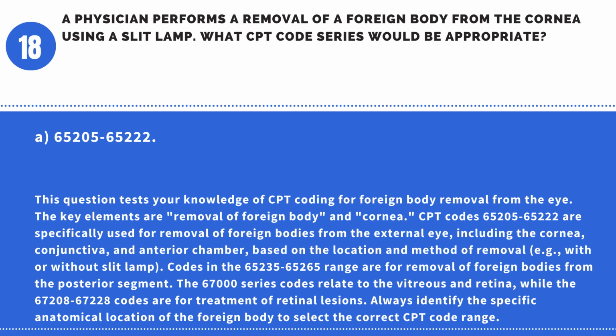Codes in the 65235 to 65265 range are for removal of foreign bodies from the posterior segment. The 67000 series codes relate to the vitreous and retina, while the 67208 to 67228 codes are for treatment of retinal lesions. Always identify the specific anatomical location of the foreign body to select the correct CPT code range.